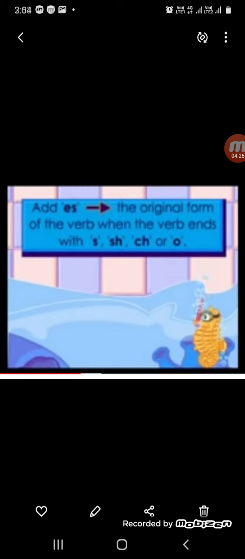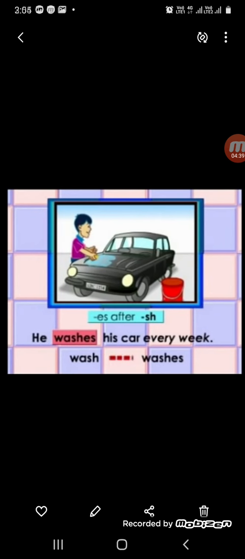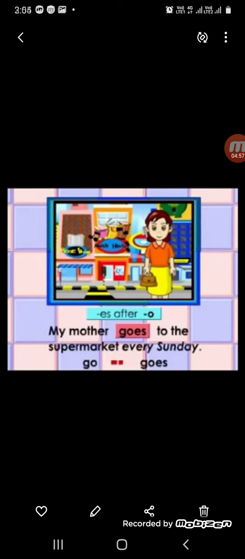Add es to the original form of the verb when the verb ends with s, sh, ch or o. Like watch will change into watches. Okay, Tommy watches. Again, it's a simple present tense. He washes, a word ending with sh. Again, you will add es: washes. It is simple present tense. Jessica crosses that road every day. Again, the word is ending with double s. So we are adding es. So crosses is the simple present tense.